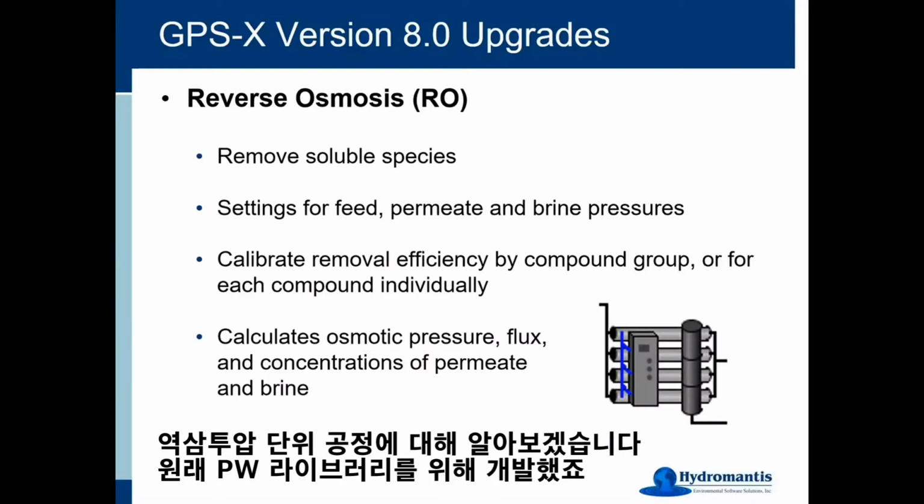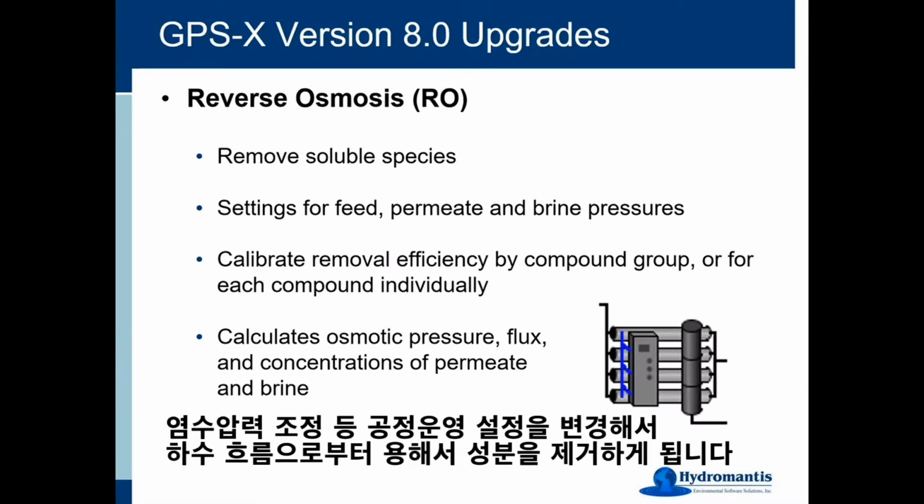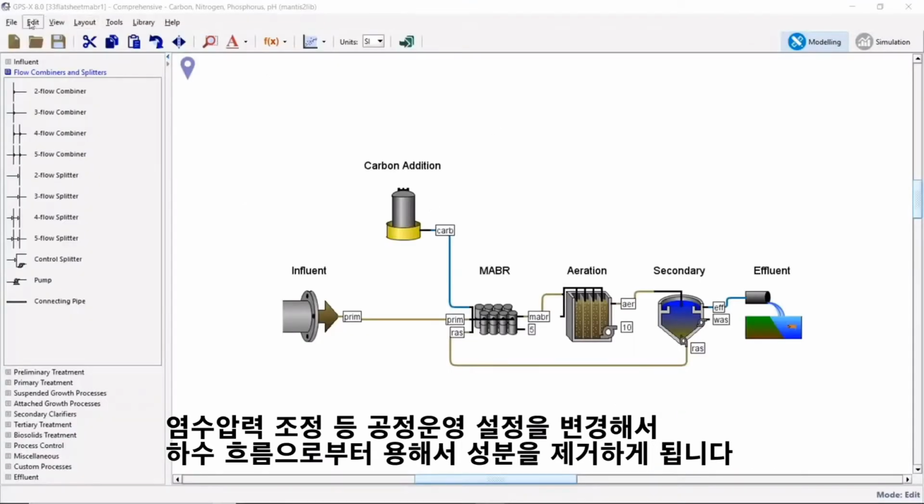So we talk a little bit about the reverse osmosis unit. This was actually work that we started out in the process water library, but then have now brought it into GPS-X as well. So you specify the physical configuration of these RO units, and then you can calibrate the removal efficiency. You can use the operational settings for things like feed pressure and so on. And then we can remove soluble components out of that waste stream.